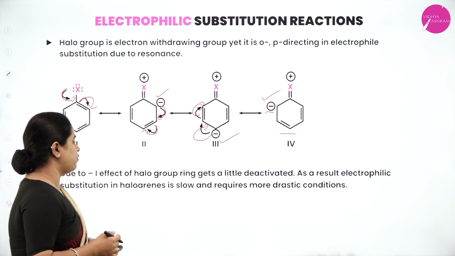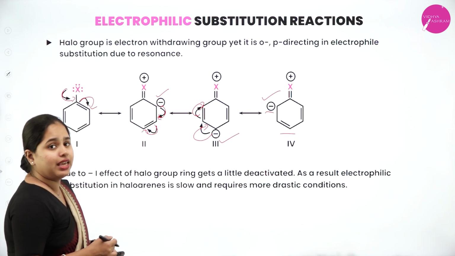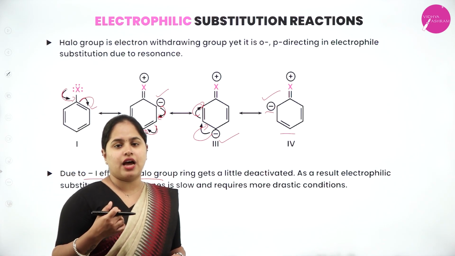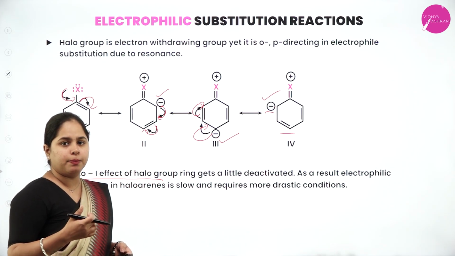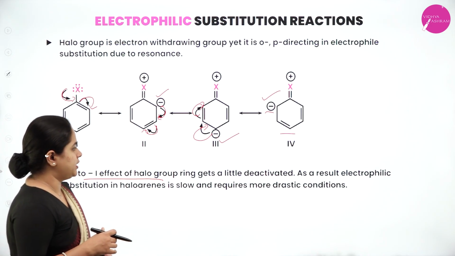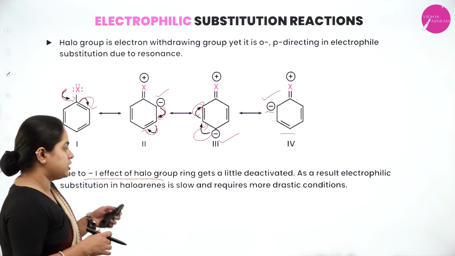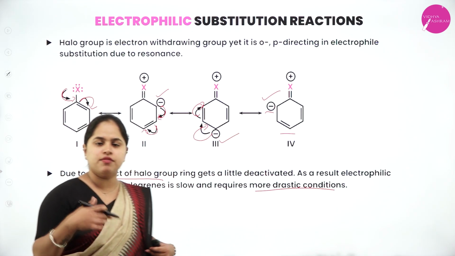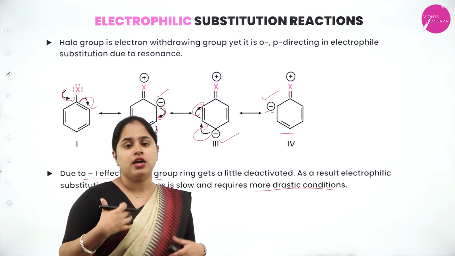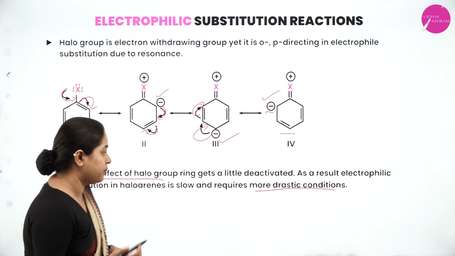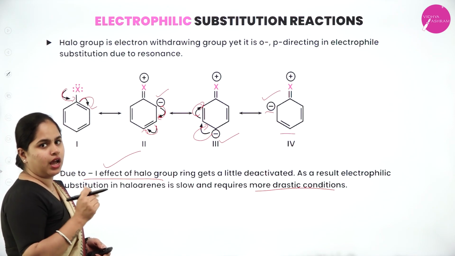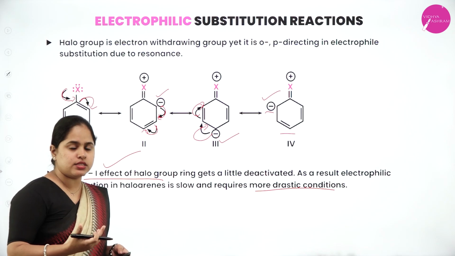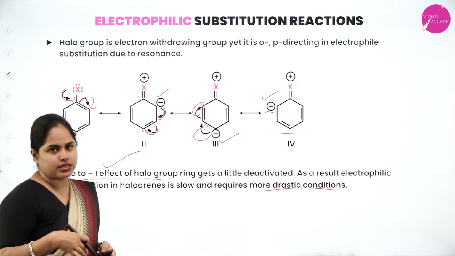So due to the minus I effect of halo group, ring gets a little deactivated. So halo group, as it is electron withdrawing, it is having a minus I effect. So what happens? It makes the ring a little deactivated. As a result, electrophilic substitution is slow and requires more drastic condition. So it will just not happen just by that. We need to improve the conditions so that the electrophilic substitution reaction happens because of the minus I effect of the halogen group. Okay, we are discussing haloarenes, right? So because of the minus I effect of the halogen groups, that is why it shows less reactivity.